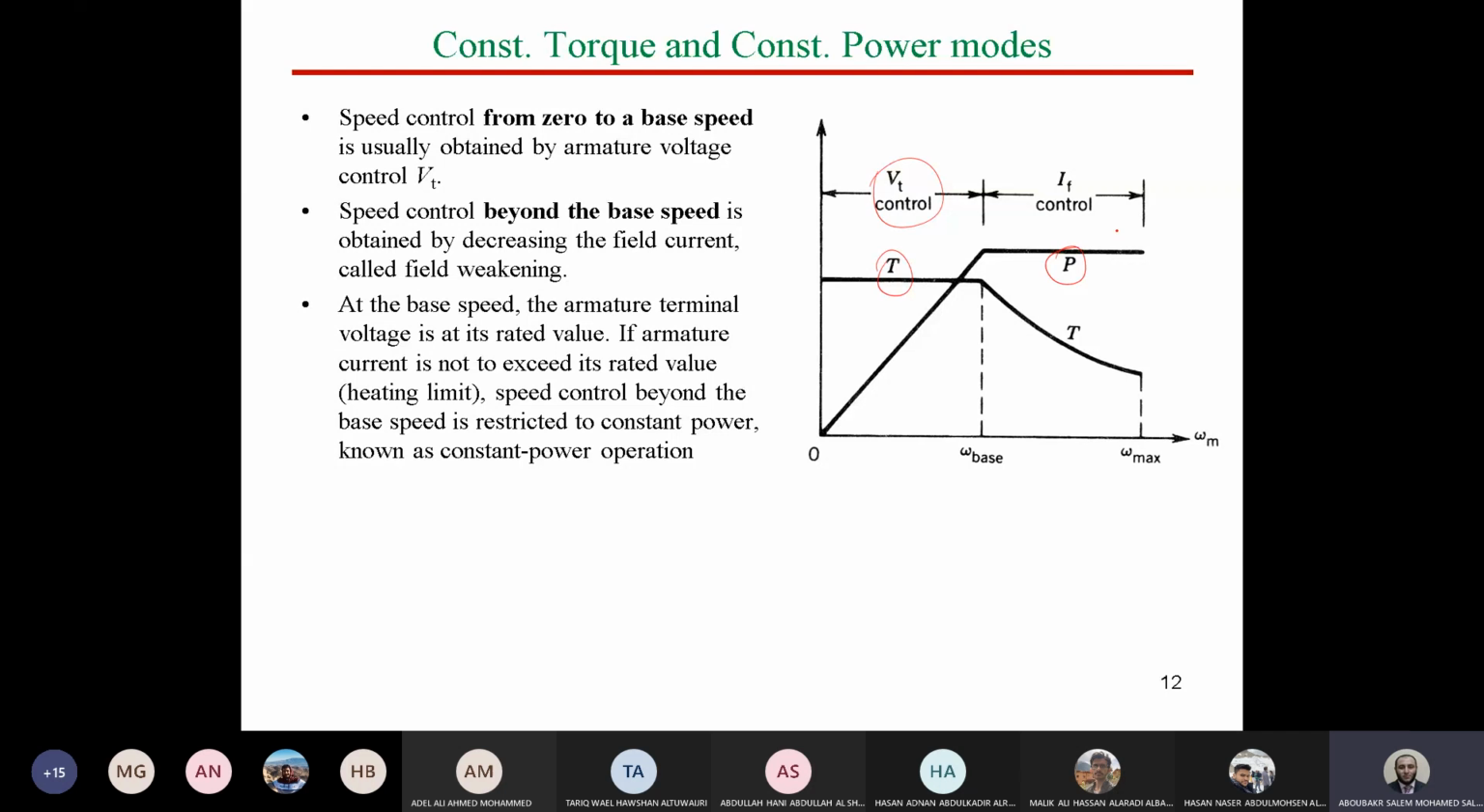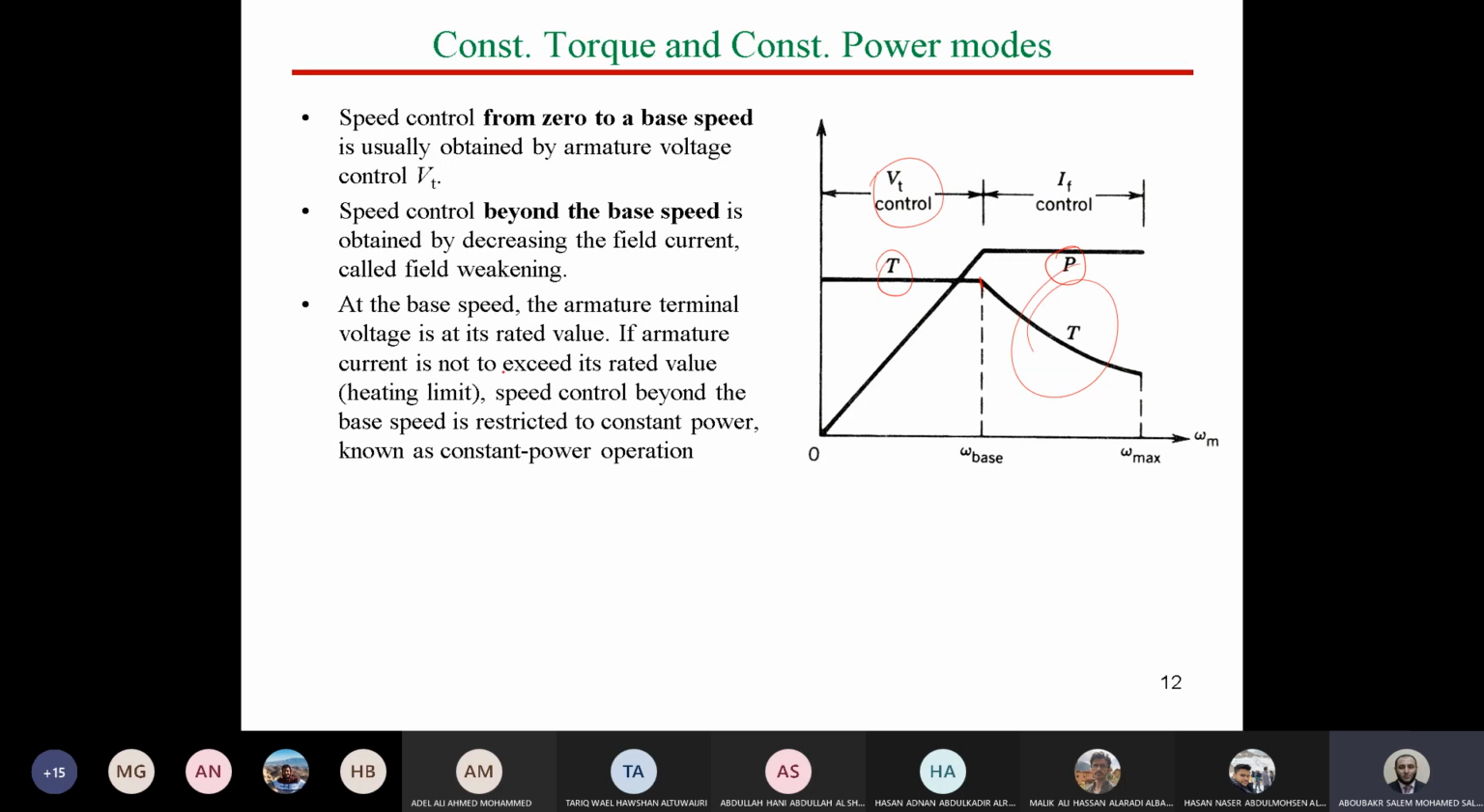Okay? So, speed control beyond the base speed is obtained by decreasing the field current. This is at that region, okay, and called field weakening. And the previous region here, we call it constant torque. Speed control from 0 to base speed is usually obtained by the armature voltage control, which is VT, and we keep torque or current constant. At the base speed, the armature terminal voltage is at its rated value. This point here, V terminal is rated.